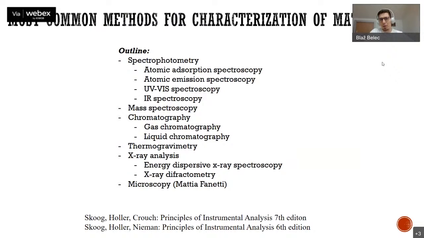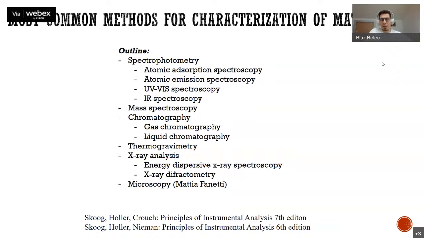First, we will go through spectrophotometry, where I will present atomic absorption spectroscopy, emission spectroscopy, UV-Vis, and IR spectroscopy. Then we will move on to mass spectrometry. After that, separation processes, where we will focus on chromatography, then thermogravimetry, and at the end X-ray analysis, the most used methods where we use X-rays. I will not talk about microscopy because, as the professor already said, we had microscopy yesterday.